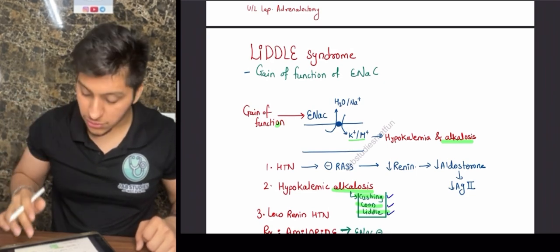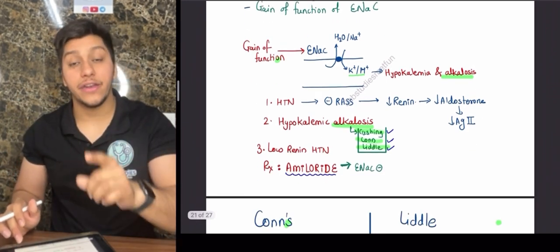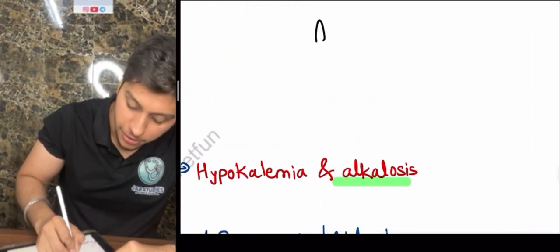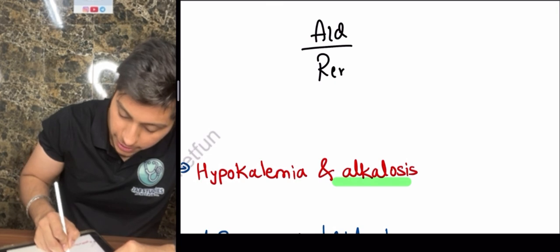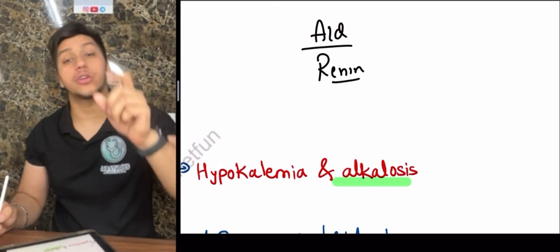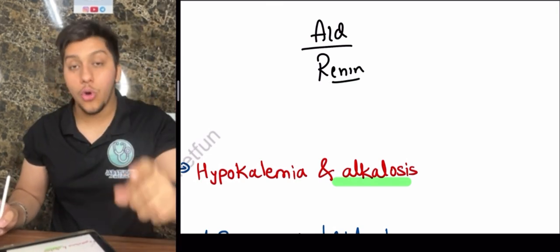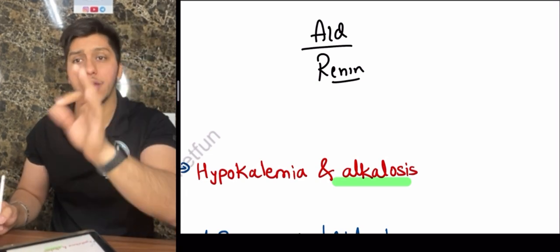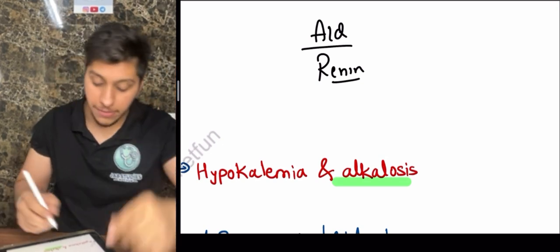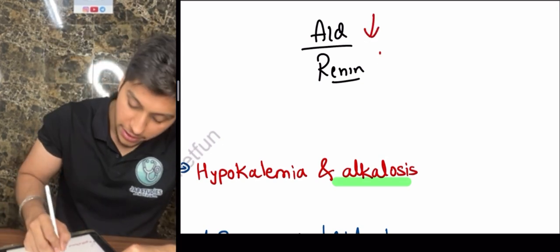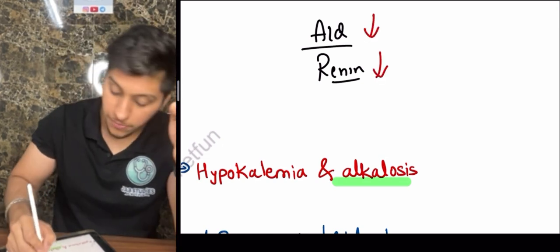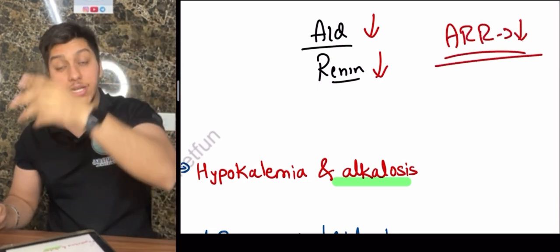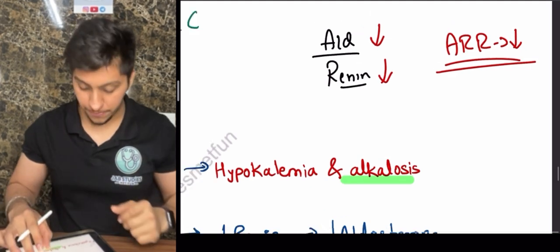But over here you notice one thing, the ARR ratio is going to reduce. Why? Because the ARR ratio stands for aldosterone divided by renin, right? In Conn's, aldosterone was already high, but renin is low. Over here, aldosterone is low because there is no role of aldosterone. There is no tumor producing aldosterone. That is why, because of the negative feedback, aldosterone is also low, renin is also low. And in Liddle syndrome, the ARR ratio is going to be low. That is how you differentiate between Liddle syndrome and Conn syndrome.